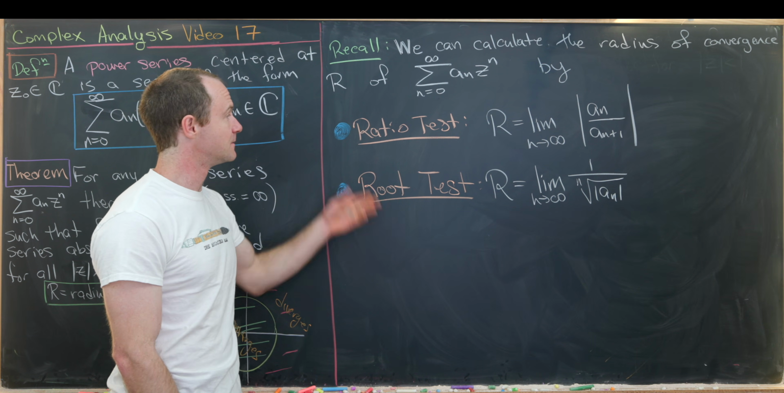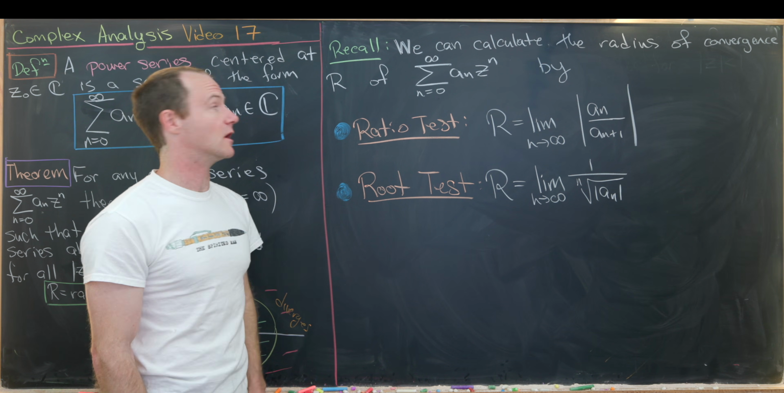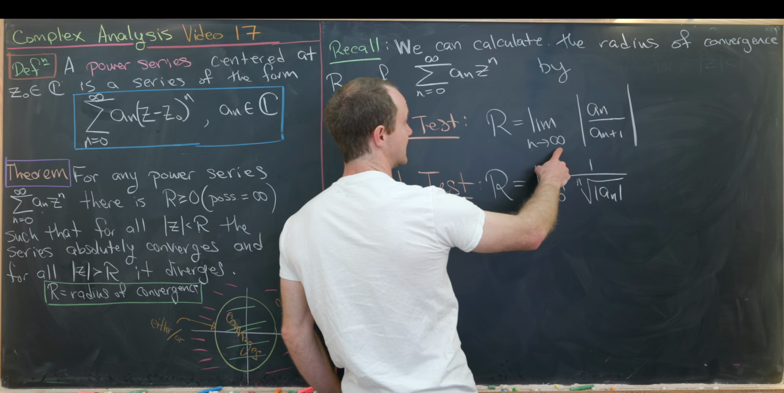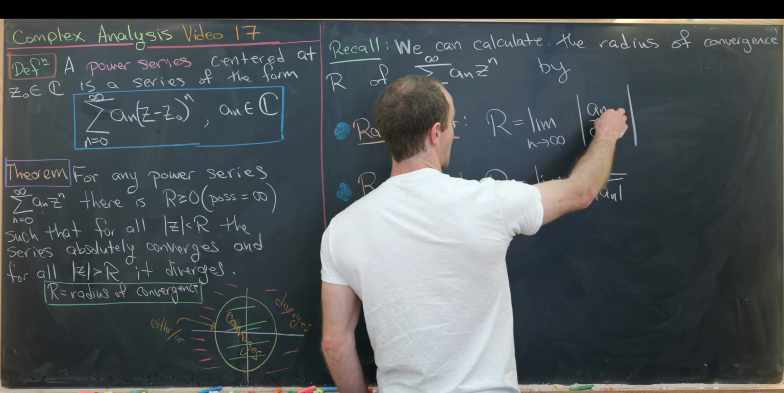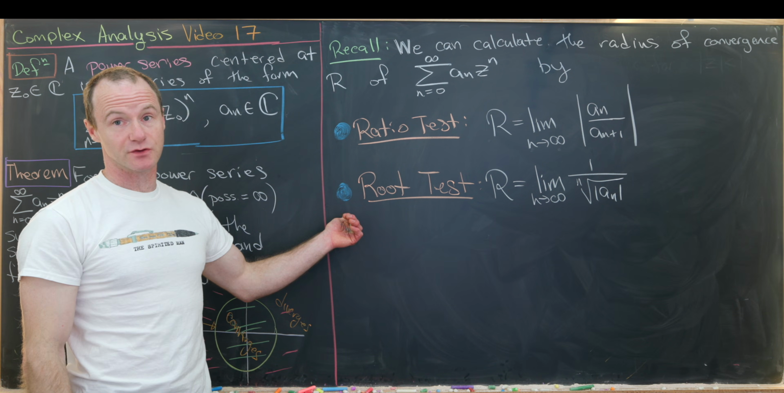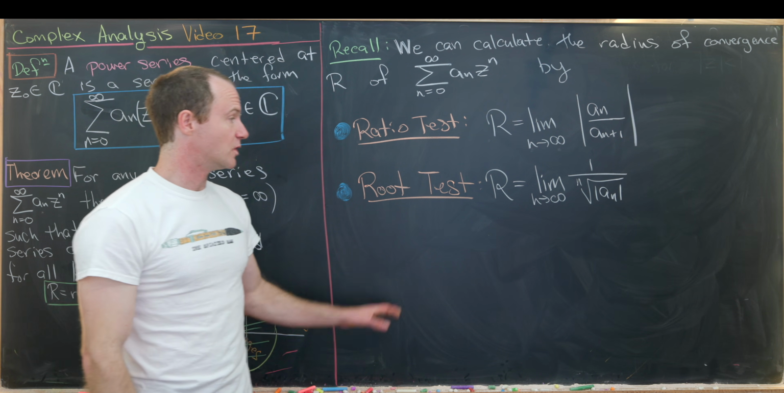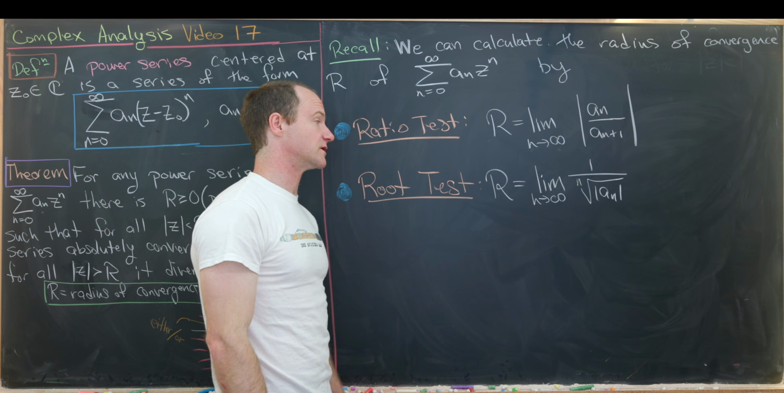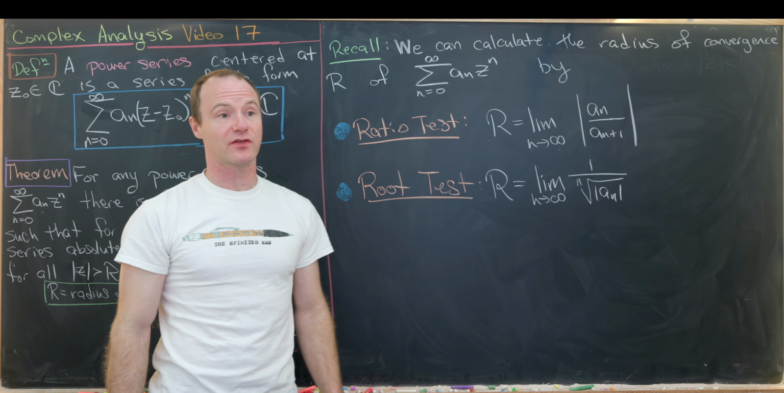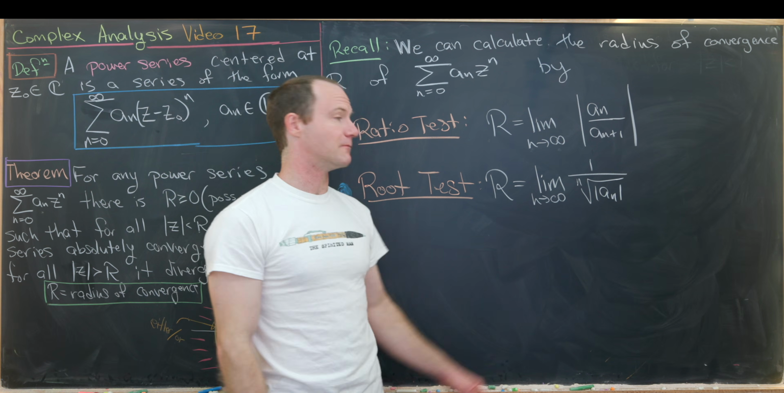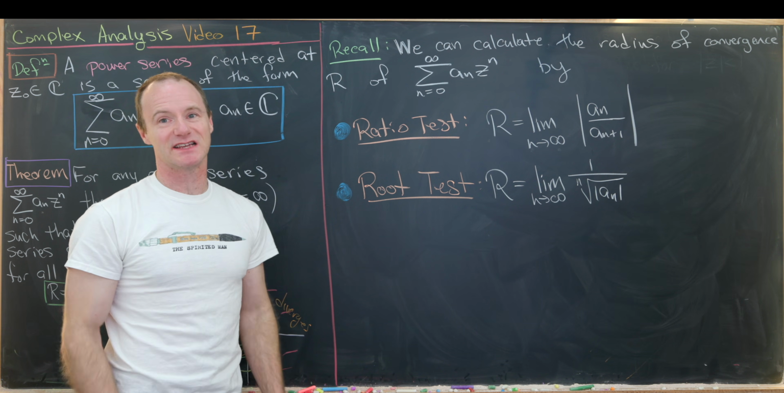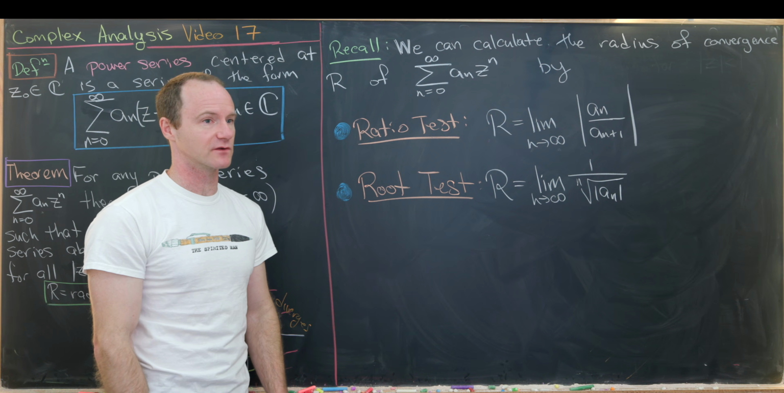z to the n by this thing called the ratio test, capital R, which is the limit as n goes to infinity of the modulus of a n divided by a n plus 1. Next is the root test, which is capital R equals the limit as n approaches infinity of 1 over the nth root of the modulus of a n. So these are both really nice tests for calculating this radius of convergence.